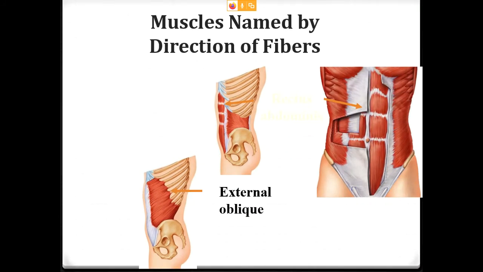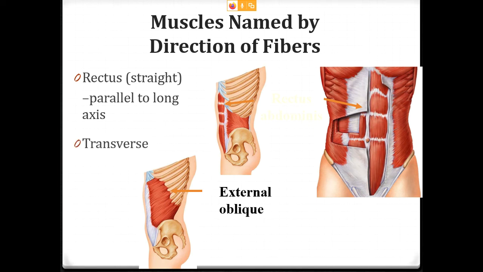Then coming to the muscles named by the direction of the fibers, external oblique. They are oblique in nature and they are running downwards, forwards, and medially. Okay, external oblique. Then rectus. Rectus means straight, parallel, rectus abdominis, muscle of the abdomen. Here you can identify the muscle which gives the six pack, eight pack. That is nothing but the rectus abdominis muscle. Then transverse, here transversus abdominis. Below the external oblique, we can identify internal oblique, and inside we can identify transversus abdominis. The fibers are running transversely, so it is called transversus abdominis. Then oblique means oblique in shape.